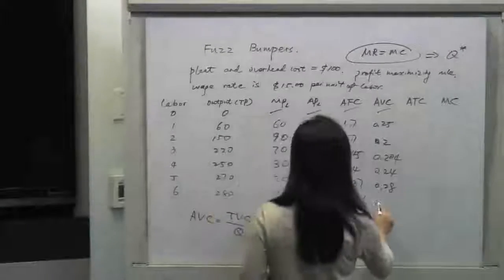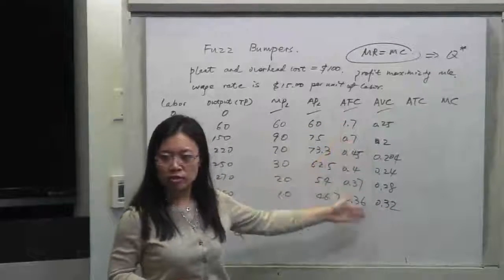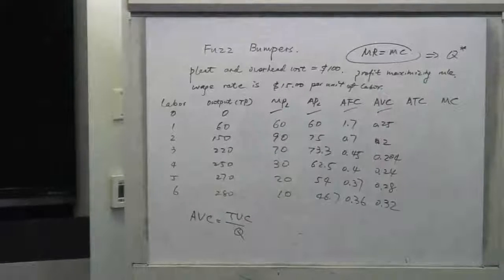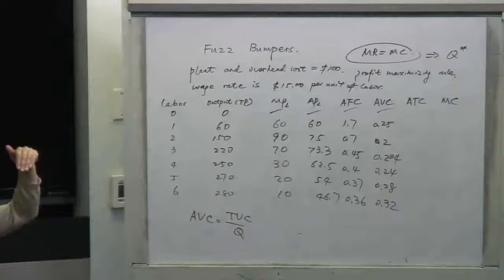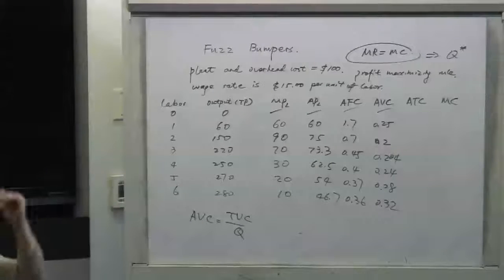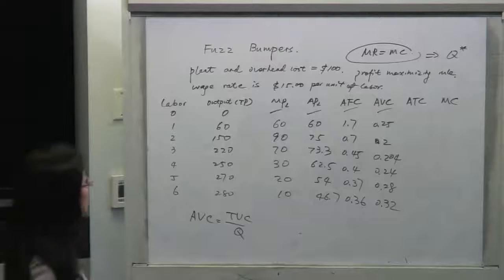0.32. Okay. All right. So I want to take a look at the change of the AVC. See how the numbers change. At the beginning, was it going down or going up? Going down, then it's going up, right? Exactly like the shape we learned before. This shape.